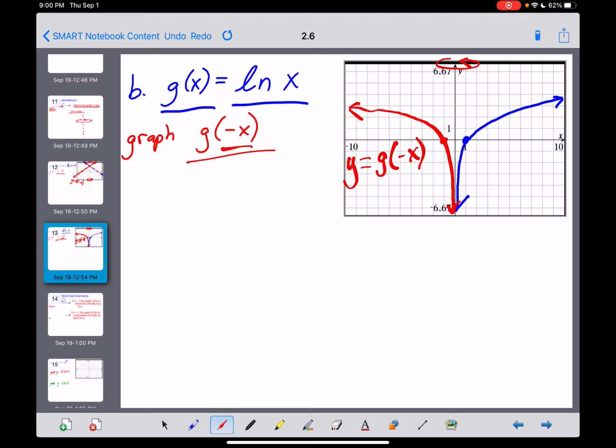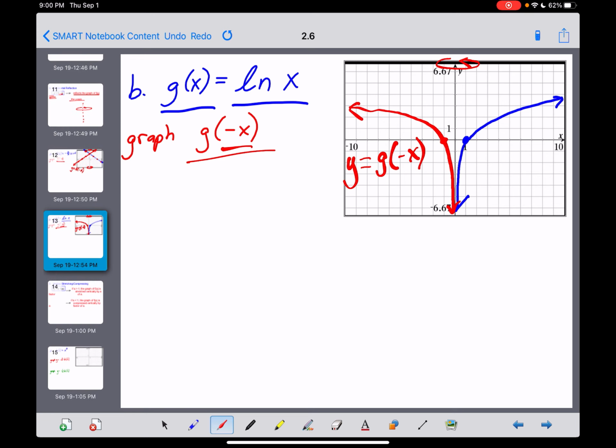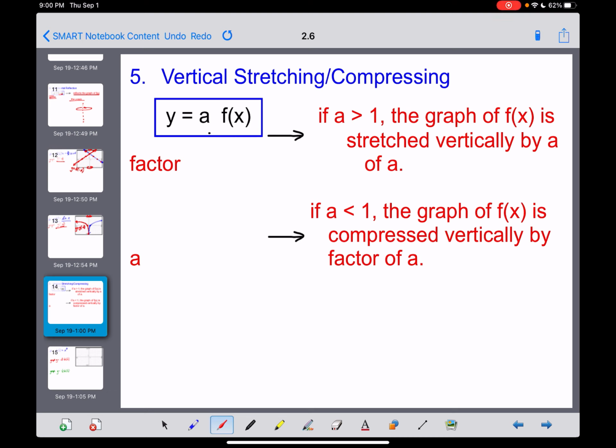Okay, so that is now four of the types of transformations we need to learn in this section. One last one before we're done. Vertical stretching or compressing. And this is one we're going to be using a lot this year. That's multiplication. If you're multiplying a by a function, f of x, there are two rules here, guys.